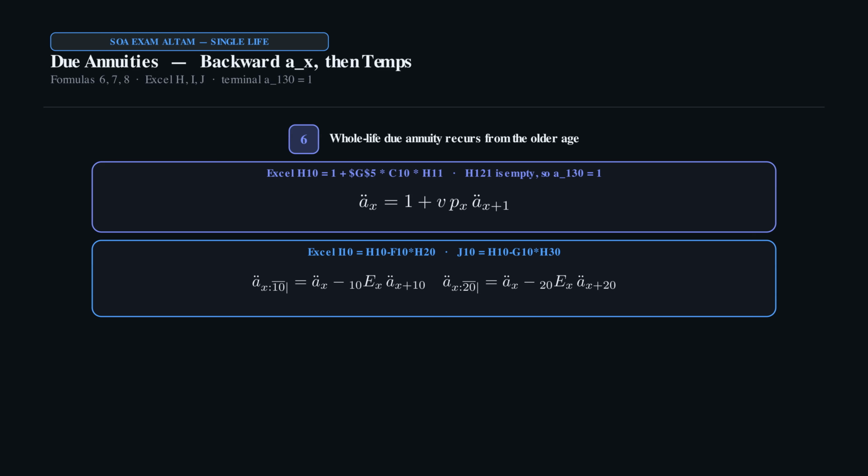Formulas 7 and 8 peel off the deferred whole life piece, subtract 10E times A at x plus 10, or 20E times A at x plus 20. At age 20, whole life is 19.9664, the 10-year temp is 8.0991, and the 20-year temp is 13.0559.